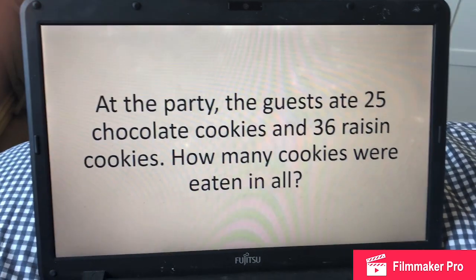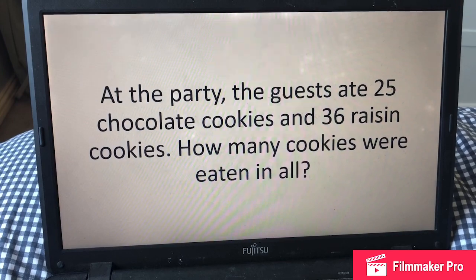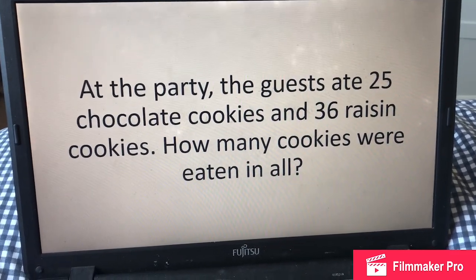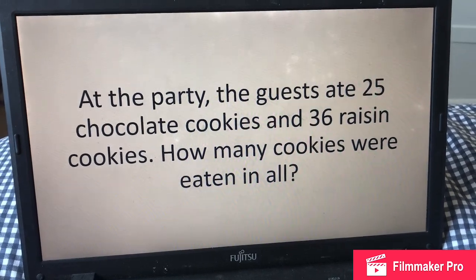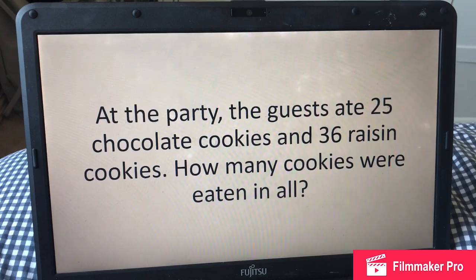And we're going to look at our last word problem here. So at the party, the guests ate 25 chocolate cookies and 36 raisin cookies. How many cookies were eaten in all? So again, I'm going to do the same thing. I'm going to circle my numbers.